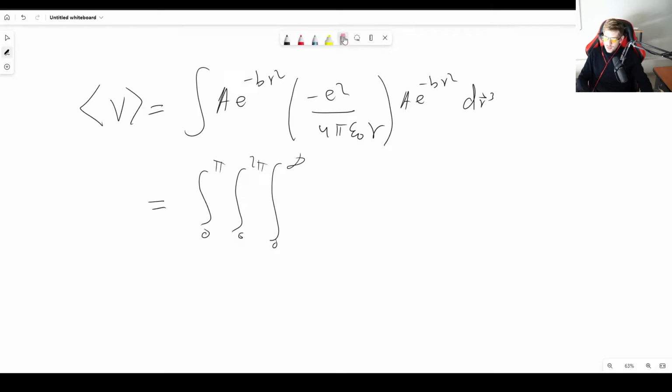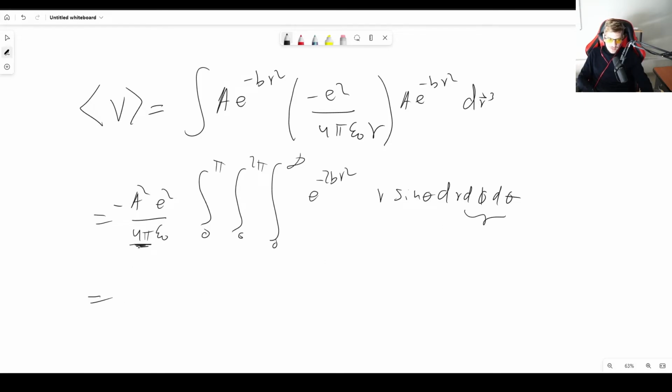And actually we can pull out all of our constants. So we get minus a squared, e squared, over 4 pi epsilon 0. And we are left with e to the minus 2 br squared times, and what we have here, we have r squared, so 1 over r, and r squared sine theta dr d phi d theta. But the r's cancel out partially, and we know what the integral for d phi and d theta is. It's going to be 4 pi, which cancel out the 4 pi that is under here.